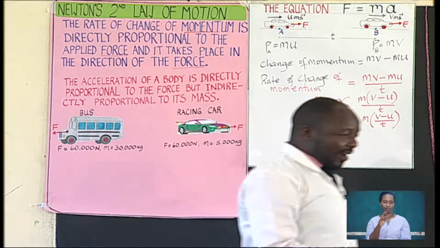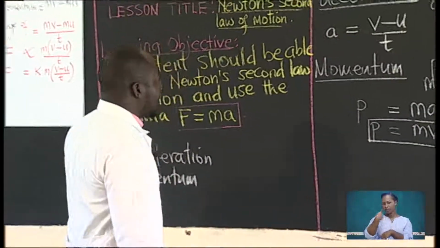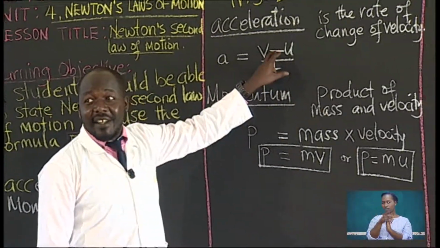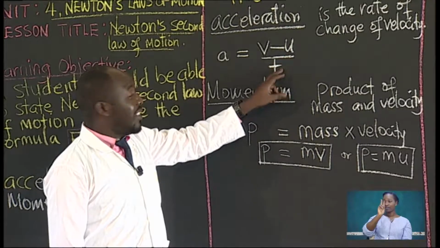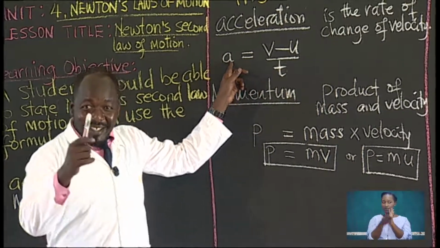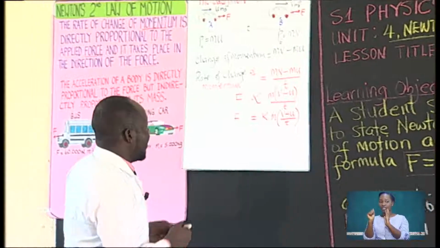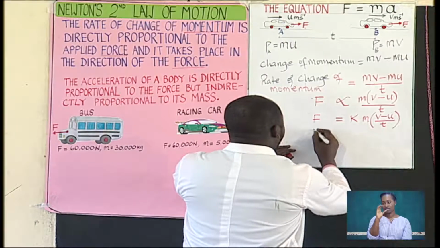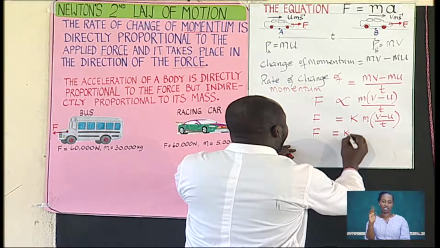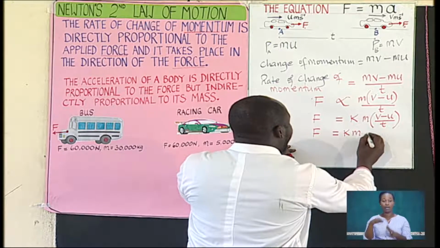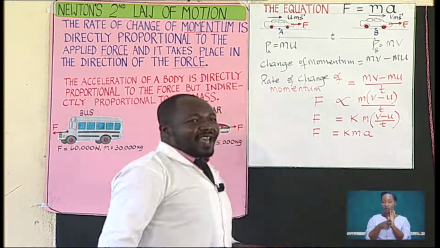Okay, let's go back. Did we talk about v minus u over t? It's right here. So v minus u over t is equal to a, which is acceleration. So it means F is equal to k times m, then times a.